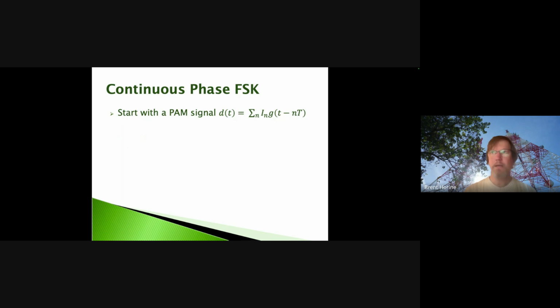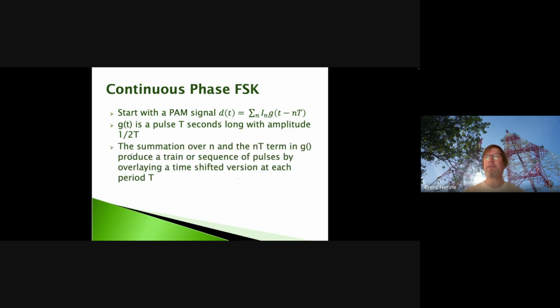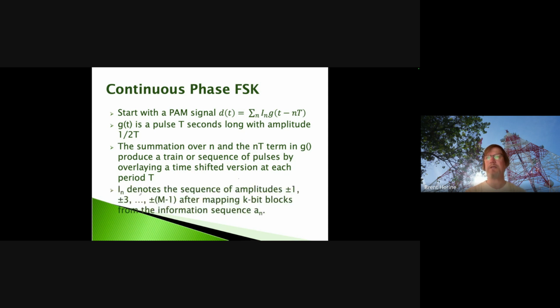So this g of t is a pulse T seconds long with amplitude 1 over 2T. That's to balance the energy out. So the summation over n and the nT term in g produces a train or sequence of pulses by overlaying a time-shifted version at each period T. That's what I just tried to sketch on the screen. So it denotes the mapping of amplitudes.